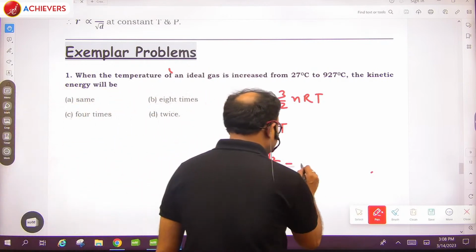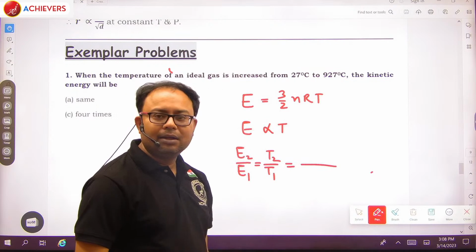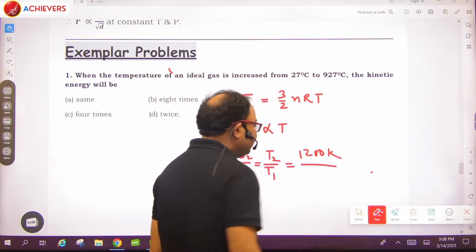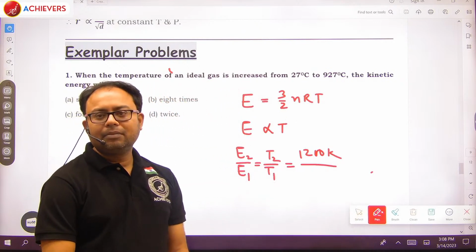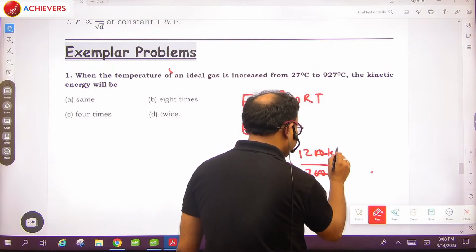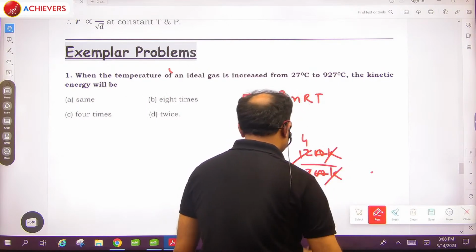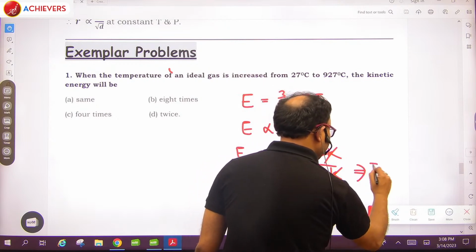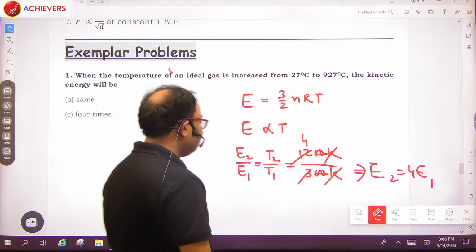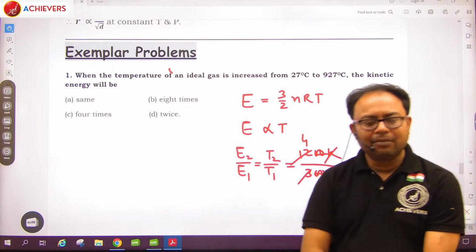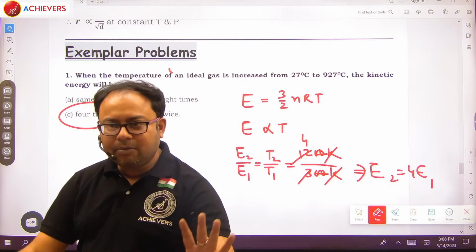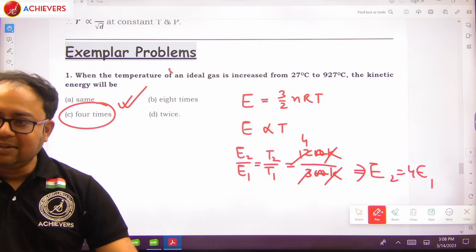Here T2 is 927 degrees centigrade, which means 1200 Kelvin; you have to convert it into Kelvin. And 27 degrees centigrade is 300 Kelvin. So the ratio is 4 times. So E2 will become 4 multiplied by E1. Very simple problem.